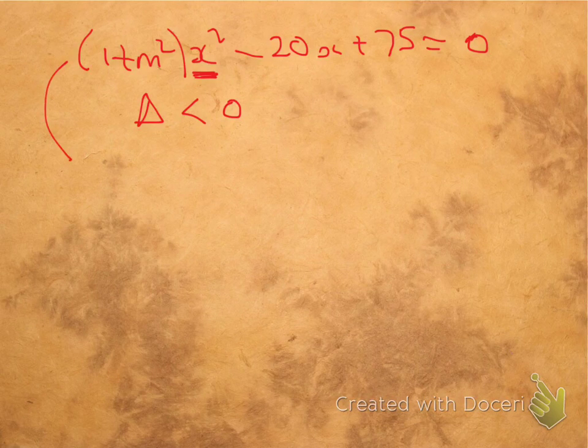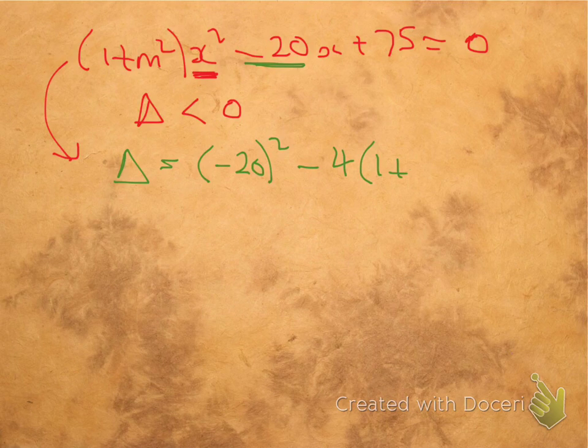So I want to work out the discriminant of that. And it's time for a new colour. Let's go to green. So the discriminant of this thing is equal to b squared minus 4ac. b is negative 20, so it's (negative 20) squared. Again, use brackets. I love brackets. They're very, very useful. It avoids mistakes with the negative. So that's b squared minus 4 times a, a is 1 plus m squared, times c, which is 75.